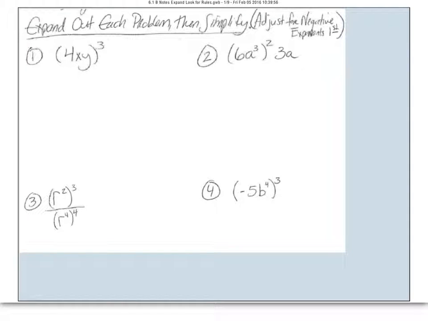As we start into day 2 on 6.1 homework, I want to go over one of the homework questions, number 4 in particular. Let's do the expansion method and do -5 b to the 4th 3 times.